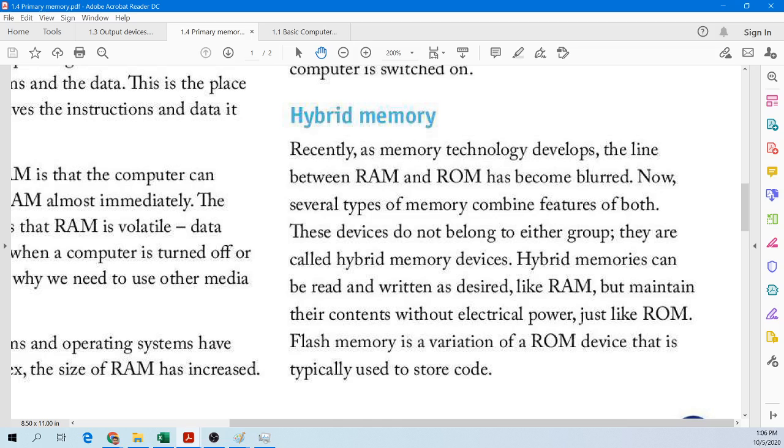Yes, sir. Hybrid memory. Recently, as memory technology develops, the line between RAM and ROM has been blurred. Now, several types of memory combine features of both. These devices do not belong to either group. They are called hybrid memory devices. Hybrid memories can be read and written as desired, like RAM, but maintain their contents without electrical power just like ROM. Flash memory is a variation of a RAM device that is typically used to store code. Good.